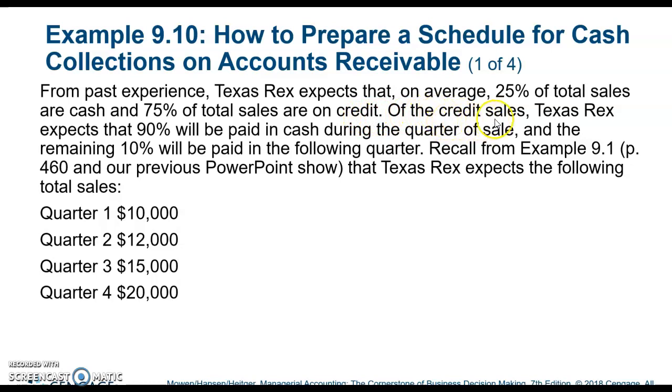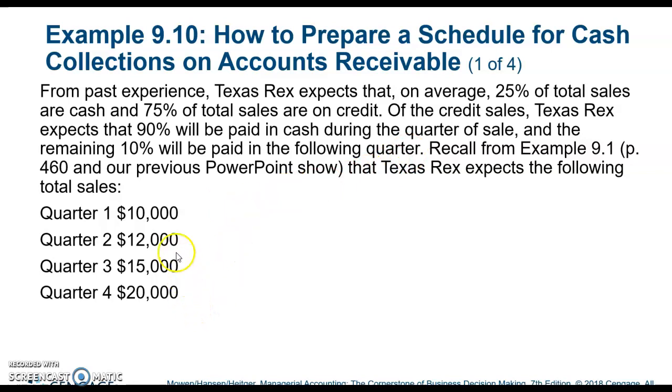Of the credit sales, the on-account sales, they expect that 90% will be paid in cash during that same quarter. So, in other words, if I sell on account in January, 90% of those sales will have been received by the end of March, which is the end of the quarter. The other 10% will be paid in the following quarter. Okay?